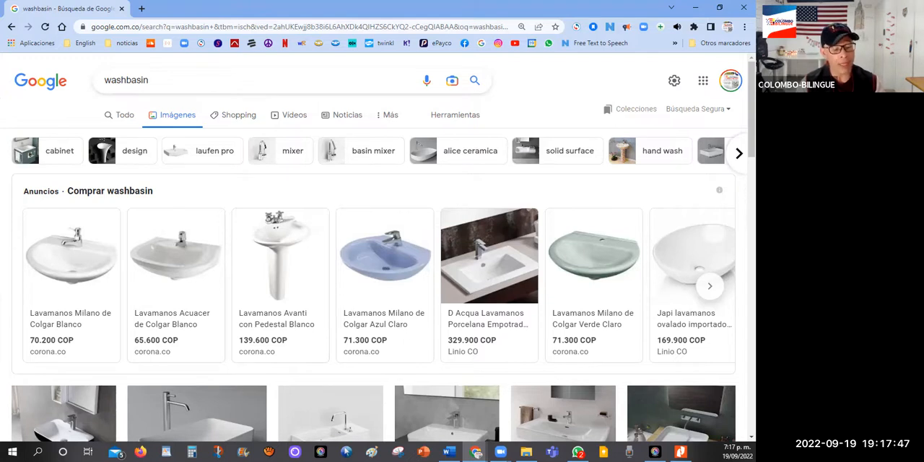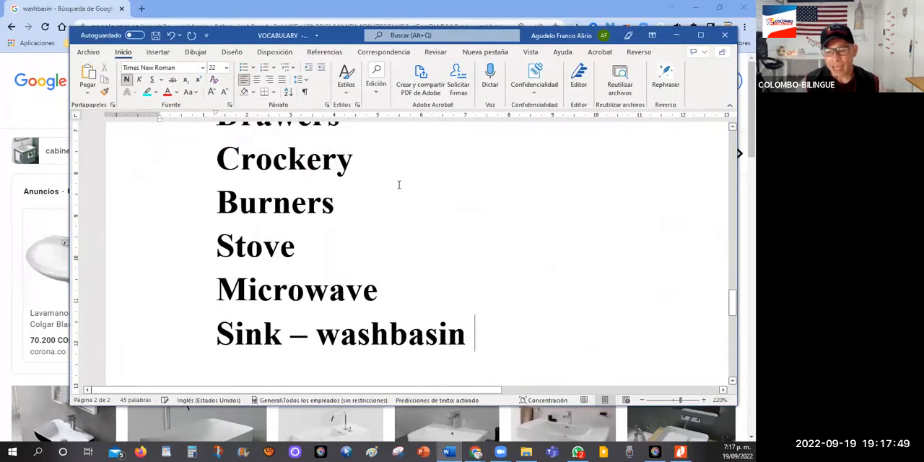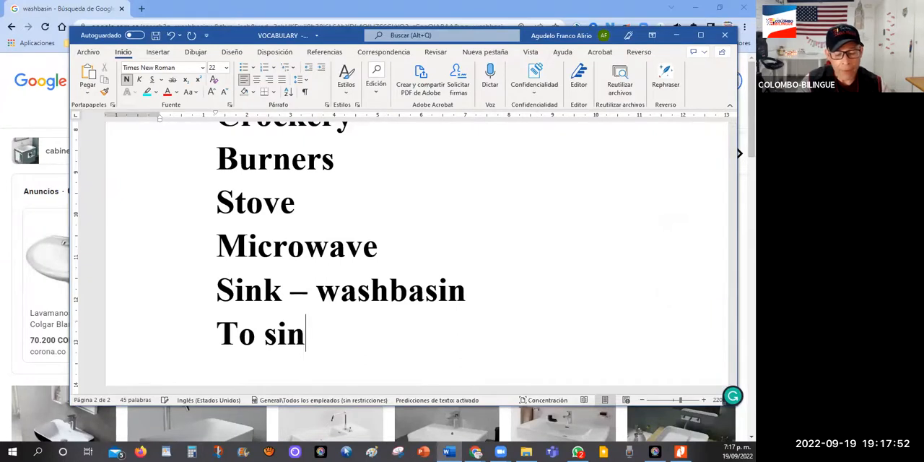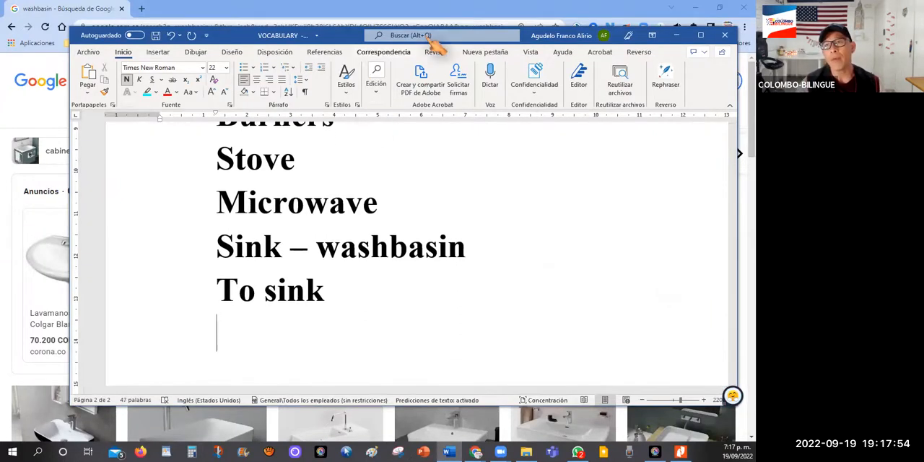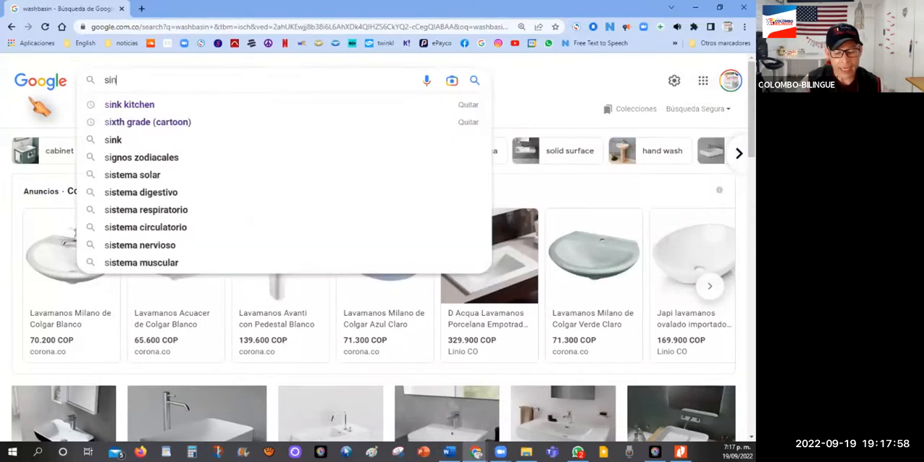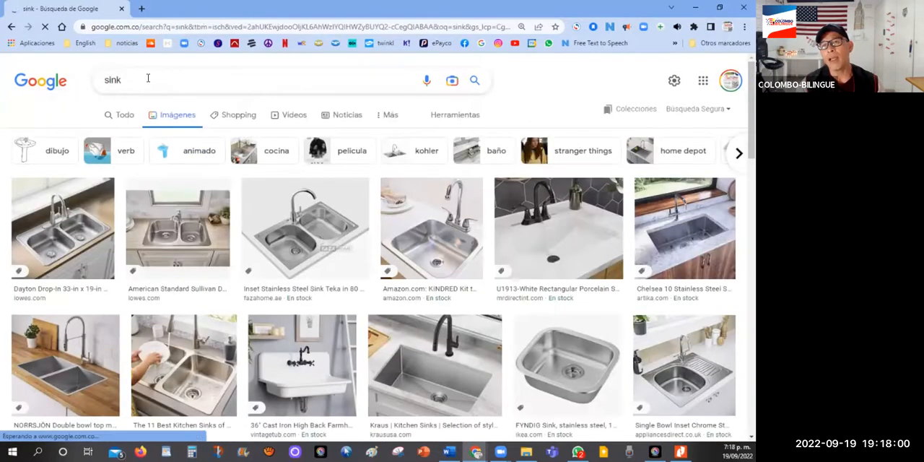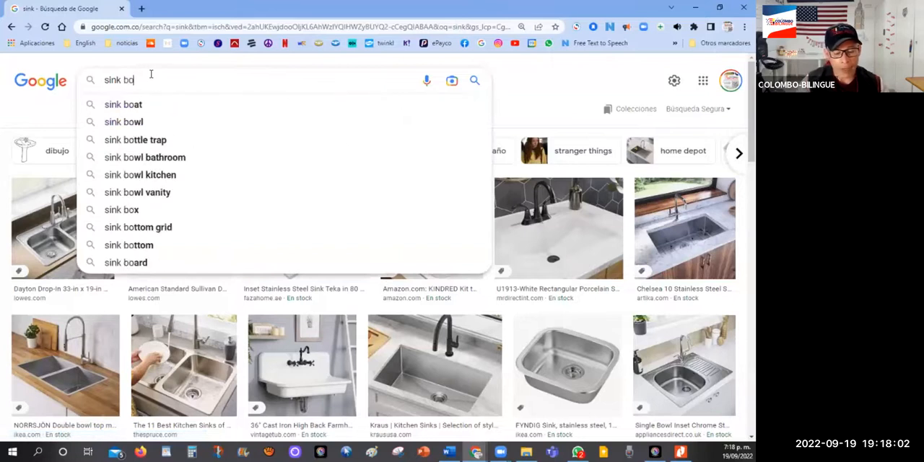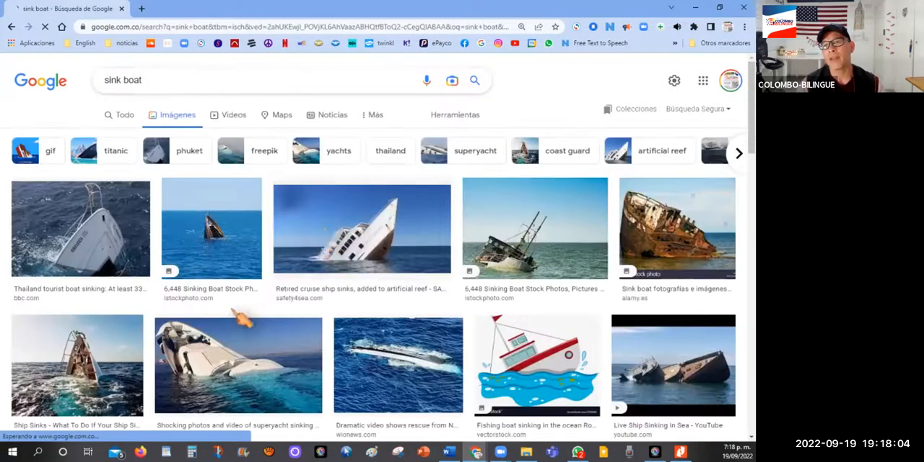No vayas a olvidar, please, that sink is as well a verb. Esto también es un verbo. Cierto, y es que cuando yo le pregunto, por ejemplo, acá con una imagen que es sink, miren lo que él me va a mostrar, ¿ok? Vamos a colocarle la palabra boat para que veas lo que es esto. Y si lo ves, hundirse un bote.